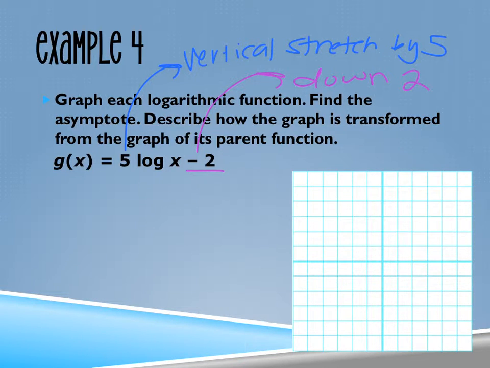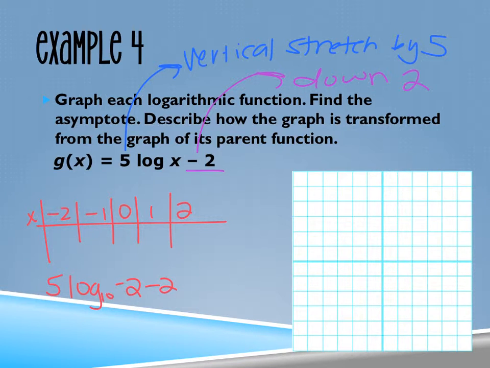Now let's plot some points. Let's just do negative 2, negative 1, 0, 1, and 2, so we can see what this would look like. So this is 5 log base 10 of negative 2, minus 2. I'll let you discover it. What happens when you do log of negative 2?